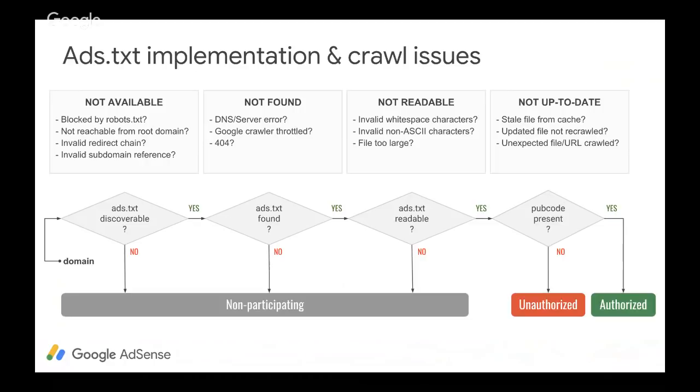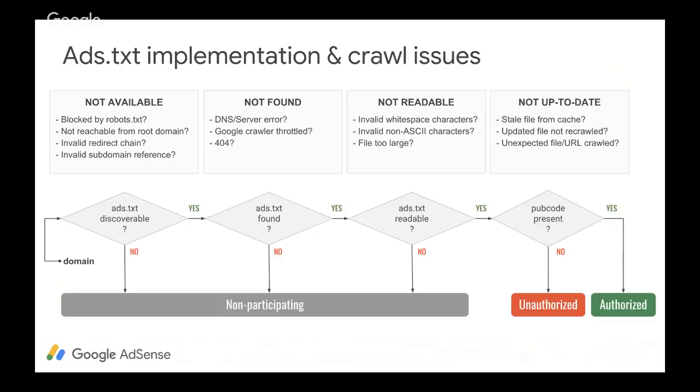Another common issue is the file is not reachable from the root domain, or there is, let's say, a chain of redirects that is too long or is incorrectly set up, and the file is not easily reachable from the root domain of the website. This is also an issue that impedes the correct crawl of an ads.txt file.